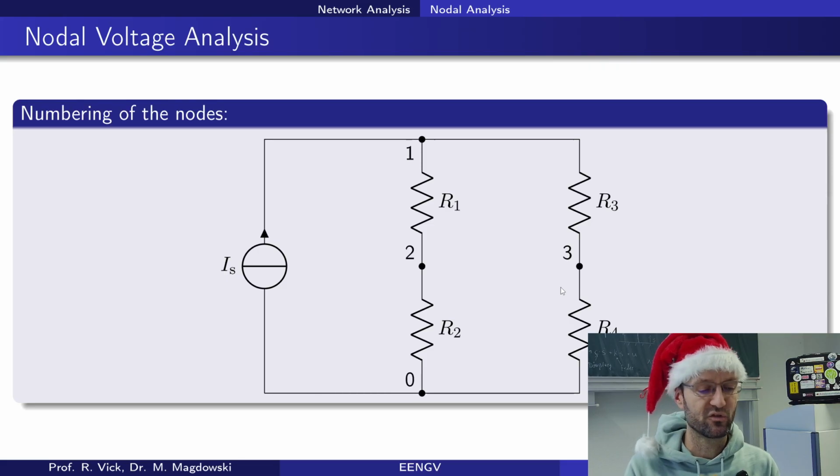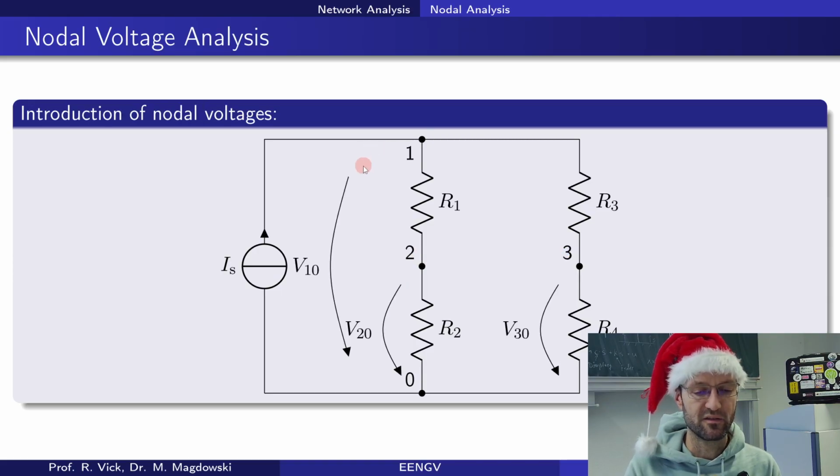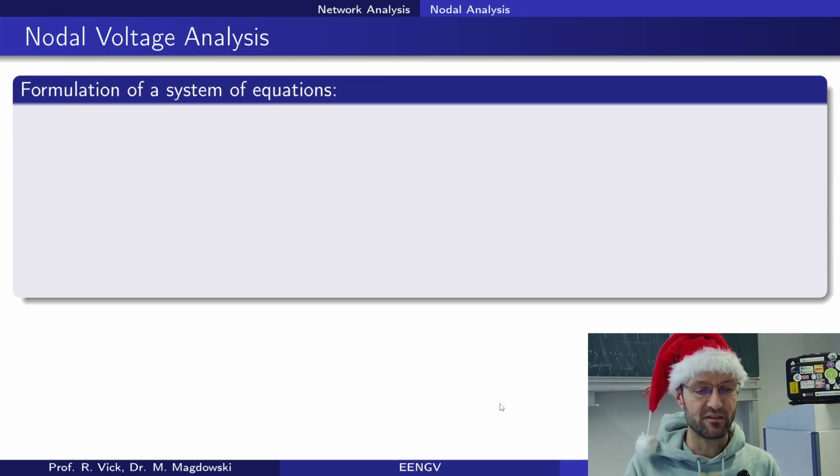Okay, and so now we want to do this with nodal voltage analysis. At first we number the nodes. I set this node as a reference node, 0, and call the others node 1, node 2, node 3. Then we can define the nodal voltages, the voltages going from each node to the reference node. So we have nodal voltages V10, V20, V30. The next step would be to formulate a system of equations for this.